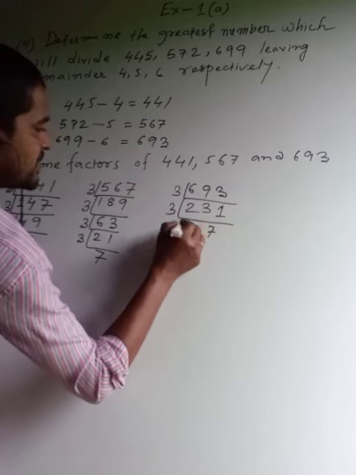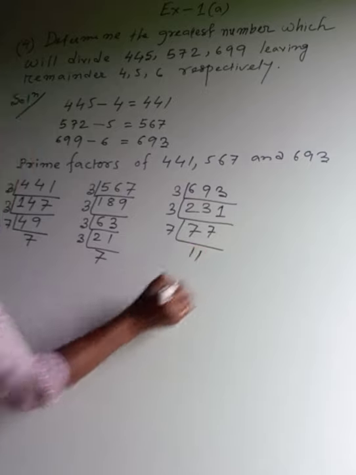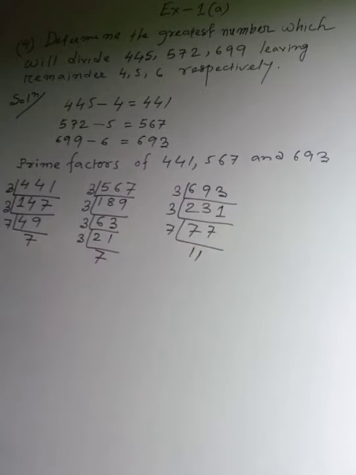3 7s are 21. 77. So 7 into 11. 7 11s are 77. So first number is how much? 441. Equal to how much we can write? 3 into 3 into 3, 7 into 7. How many times 3?